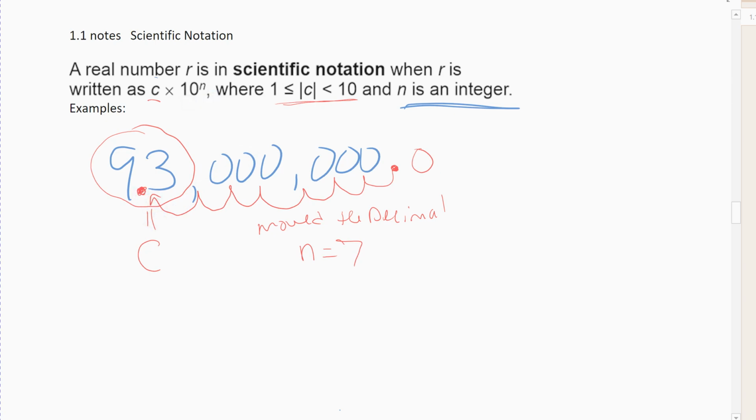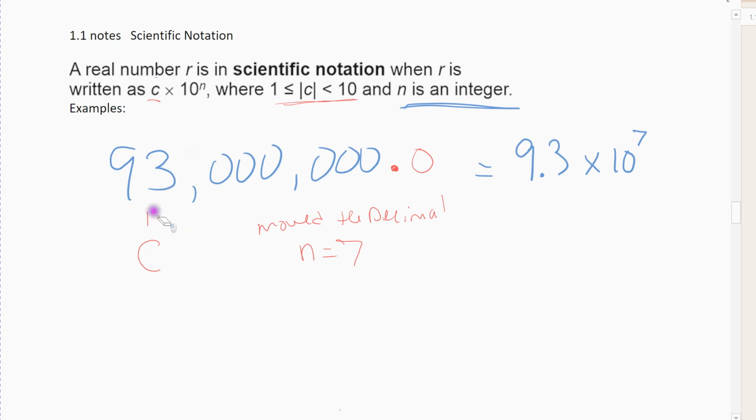And so when we write this in scientific notation, this number is equal to 9.3 times 10 to the 7th power. And if you actually multiply that out in your calculator as it's written, it will give you the original number I had there. Alright, well, if I erase all the red stuff that I've put in here.